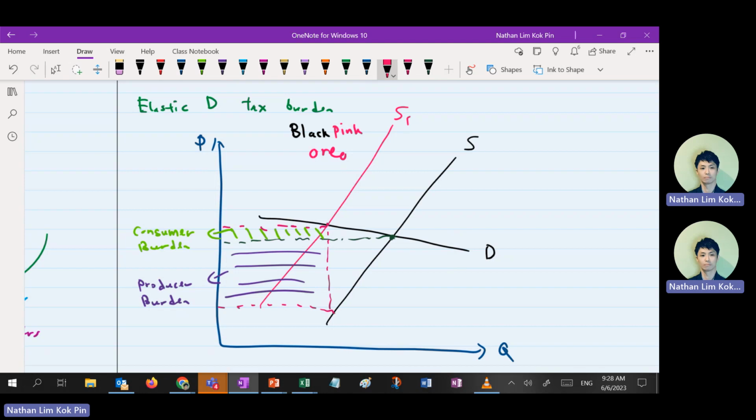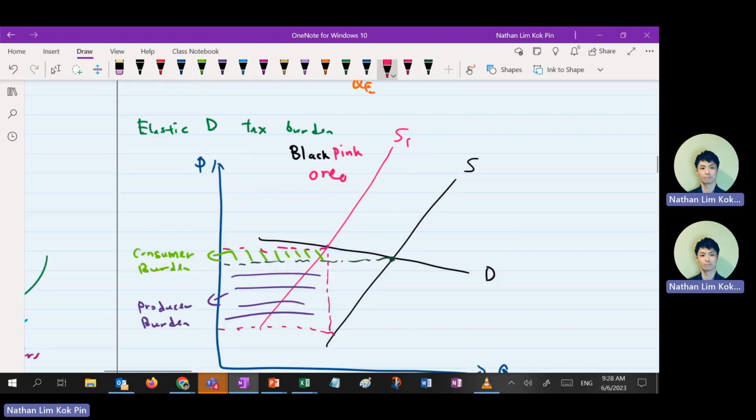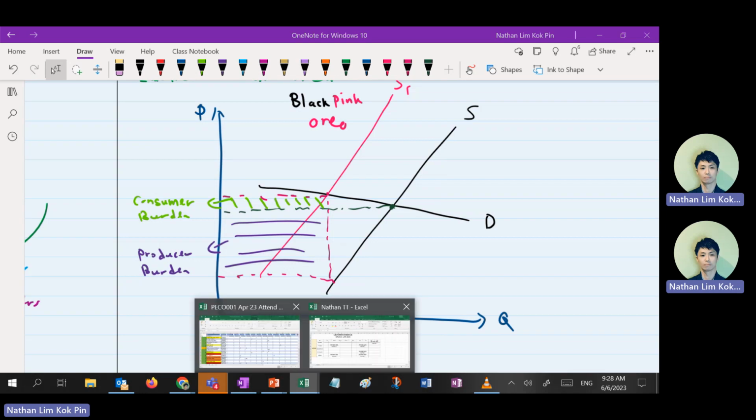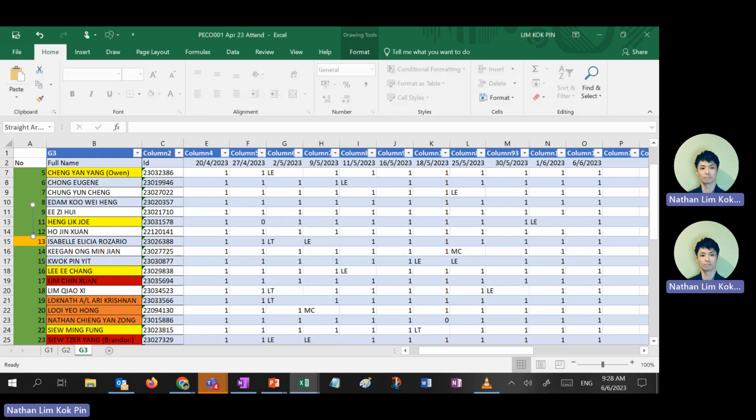So my question to you is why? Do you see the consumer burden is now lesser than the producer burden? The green color one is lesser than the purple color. Can you see or not? Why, when the demand curve is elastic, is the consumer burden lesser? Why? Because consumers are responsive to price. They're responsive, yeah. It means why?